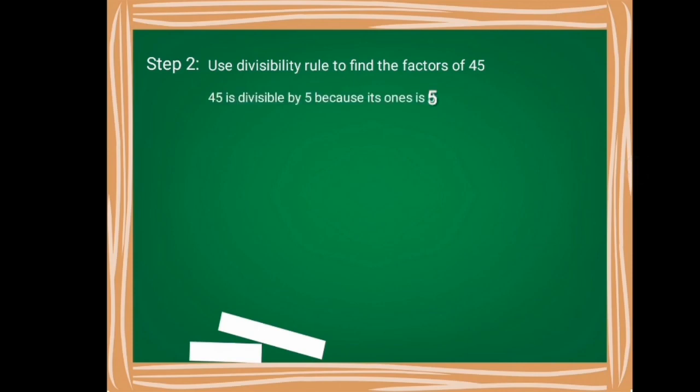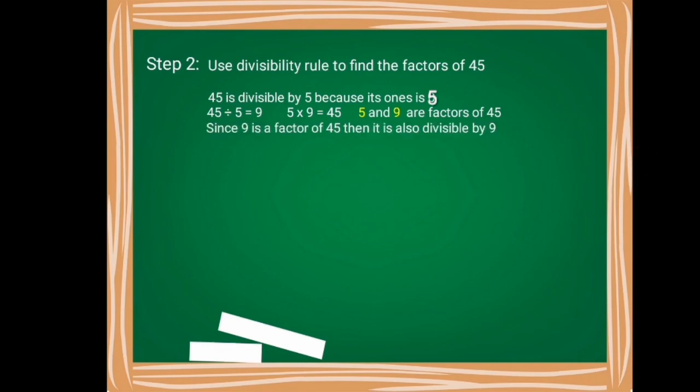45 is divisible by 5 because its ones is 5. 45 divided by 5 equals 9. 5 times 9 equals 45. So, 5 and 9 are factors of 45. Since 9 is a factor of 45, then it is also divisible by 9.